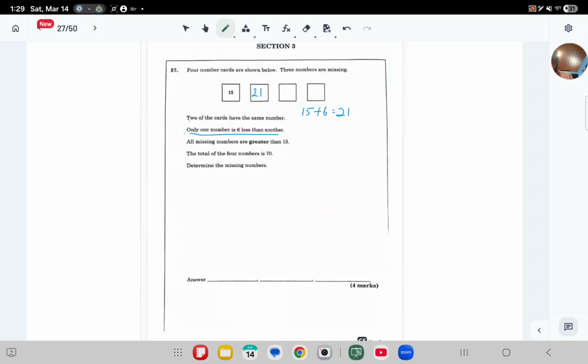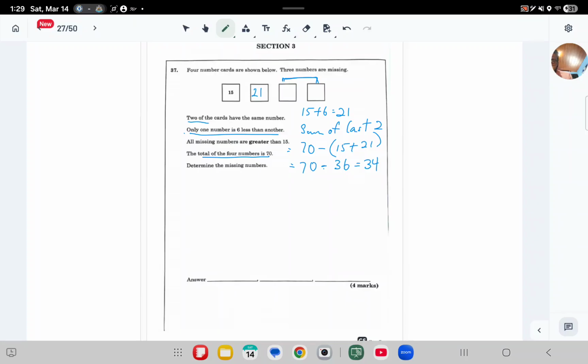We said 2 of the numbers are the same. So we have 2 of the numbers and we have a total, so we can find out the sum of these 2 numbers here. The sum of the last 2 would be from the total, which is 70, we take away the sum of the 15 and the 21. So I have 70 take away 36, and that will give us 34. So when I add up these 2 here, we get 34.